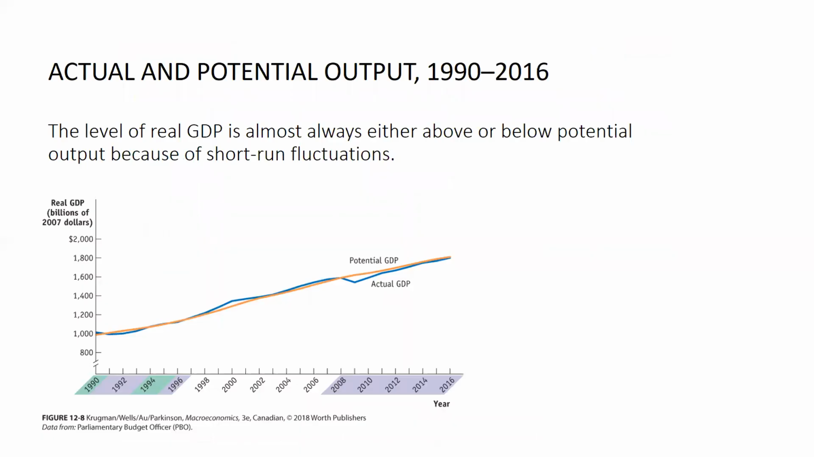So you can see that real GDP is almost always either above or below potential output because of this short run fluctuation. Potential output, you can think of it as where the economy wants to be given its inputs of production, and then actual output, because of fluctuation, is always a little bit above or below. A little bit below, we have a recession like in 2008. A little bit above, we have an expansion like the dot-com boom here in the late 1990s.